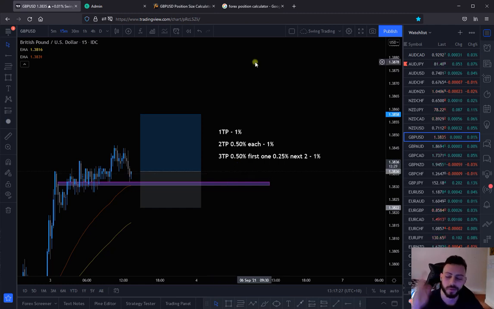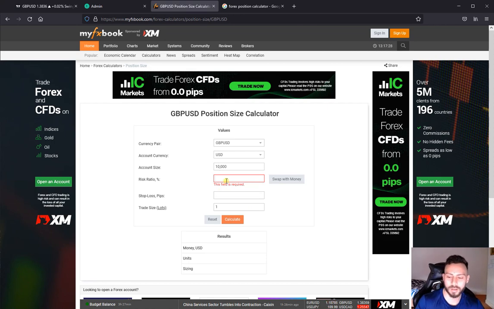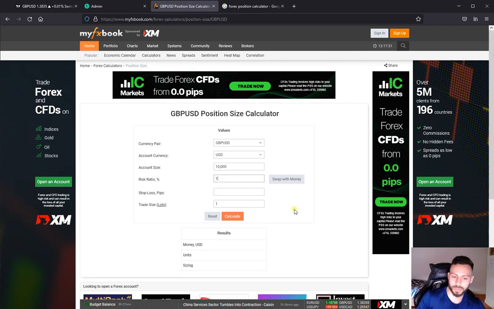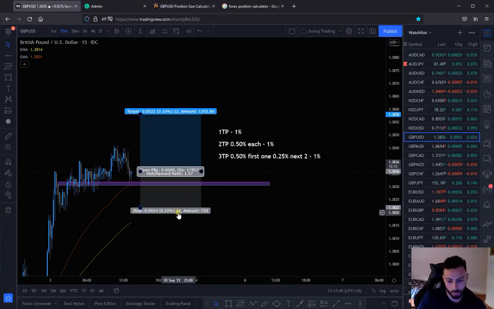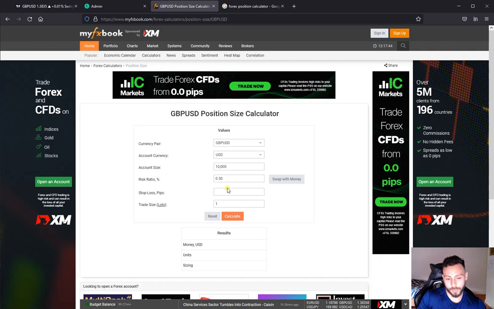By saying that, if I'm going to do one take profit, I'm going to enter a 1% risk on that one. Simple like that. If I'm going to do two take profits, I can do 0.5%. It just depends where you want to risk. Now your stop loss is in pips. In this example, my stop loss is 14 pips. So I'm going to enter 14 pips here, and click calculate.